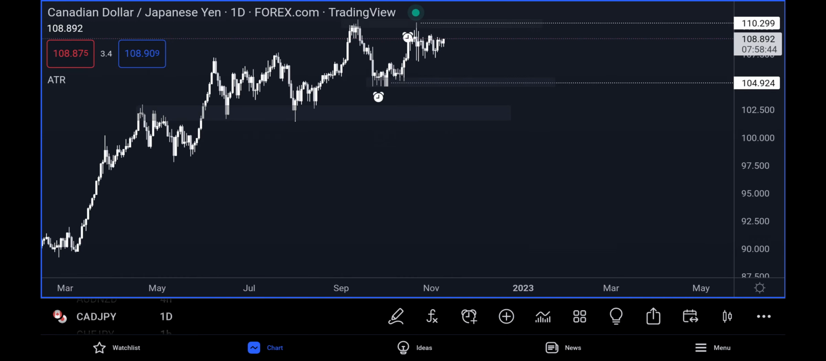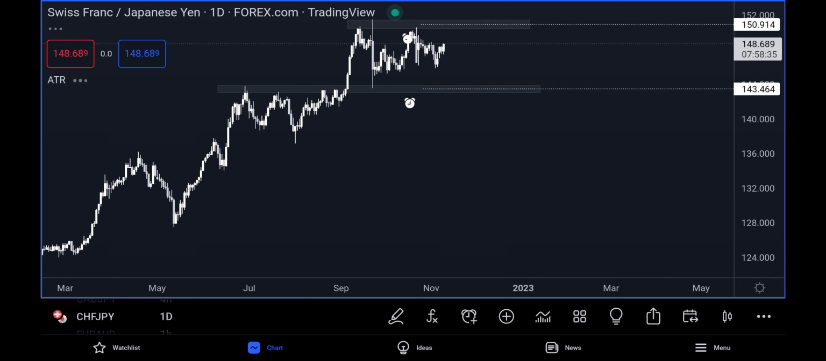Patiently waiting. CADJPY has been ranging, so looking there for price to come back up and test that area. CHFJPY, same thing, so I was waiting for that there.